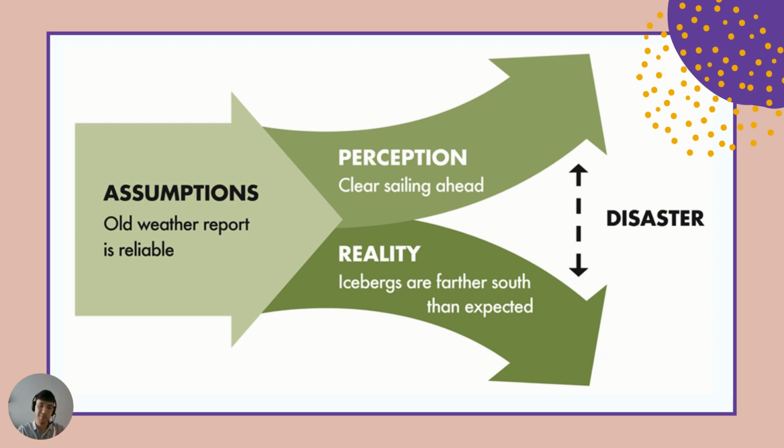That is my reality. That is my perceived reality. But that's not the actual reality. As it says here, the icebergs are actually closer than they expected. And they couldn't avoid them, maybe because they were going too fast, for example. So that just shows you how sometimes a plan can be flawed from the outset.